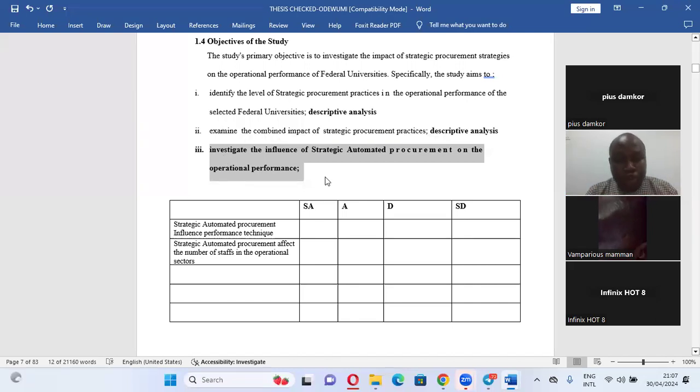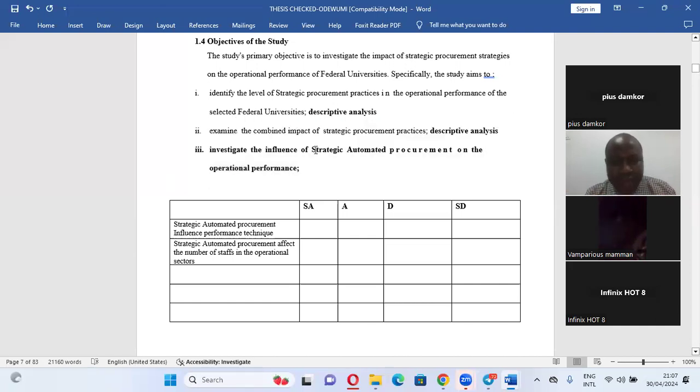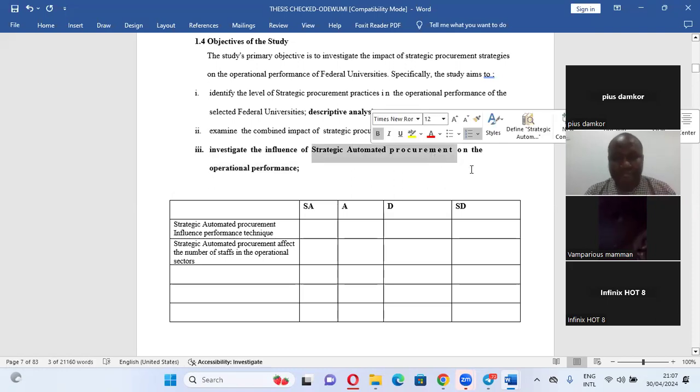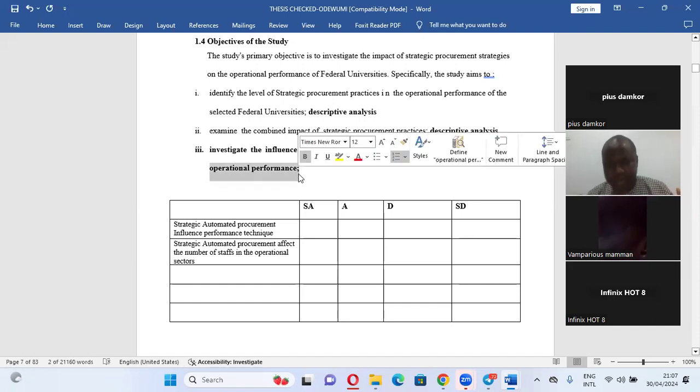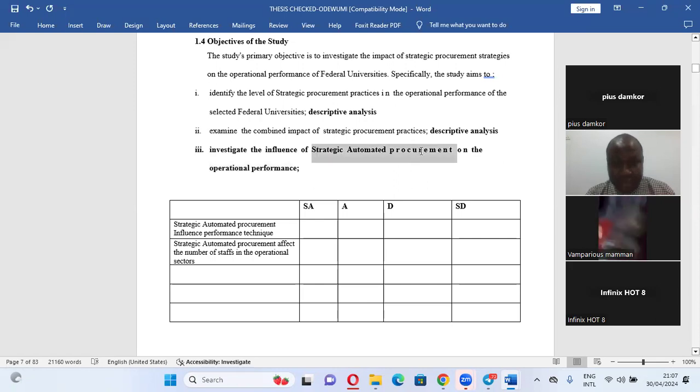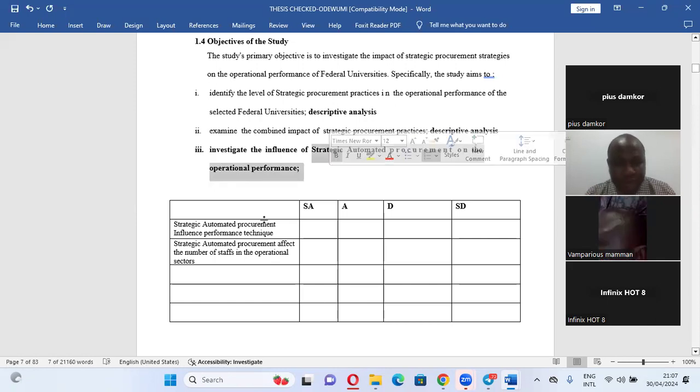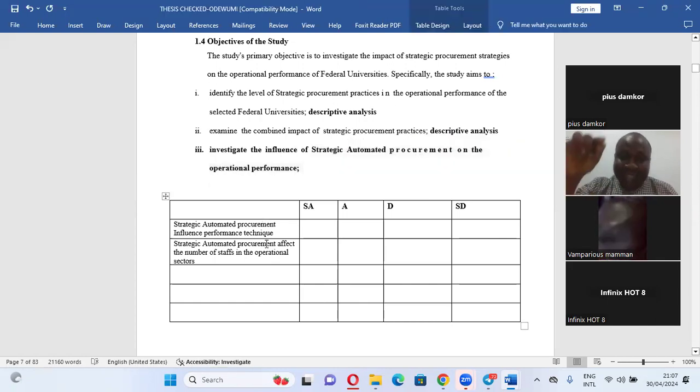Now, if you want to use inferential statistics for this statement, it means that we need to draw a questionnaire only for strategic automated procurement separately and draw another table for operational performance separately. So you have a table in your questionnaire that deals with this and a table that deals with that, not a table that deals with both together. This table is dealing with both together. That's why we are going to use descriptive for it. We cannot use inferential for it.